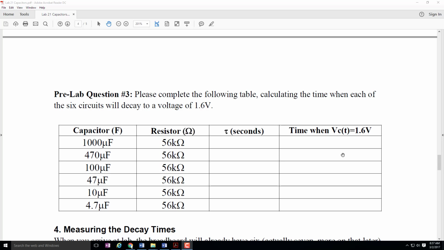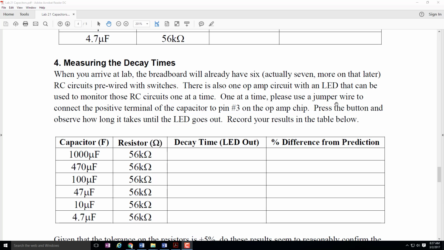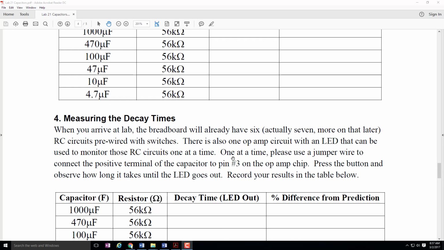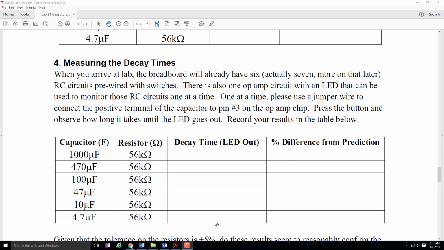So when you're in lab, you'll actually be doing those measurements and using a timer to observe the time that it takes for the LED to turn off. Then, of course, you want to measure it. So this is the decay time that you're going to be measuring when the LED goes out. And then I want you to calculate the percent difference from your prediction. So up here, these are the predictions that you made. And then I want you to calculate the percent difference of the actual measured decay time.